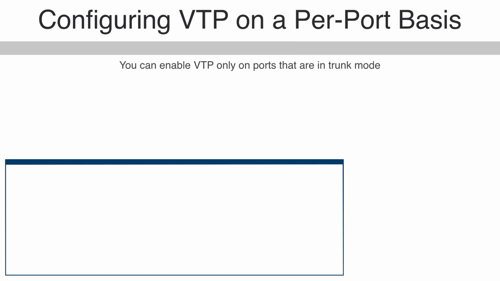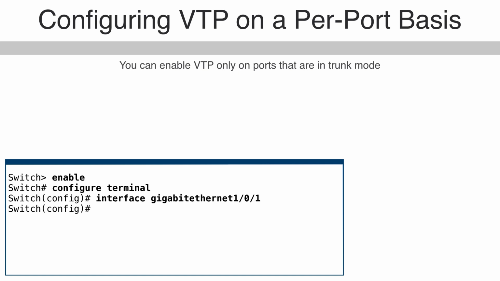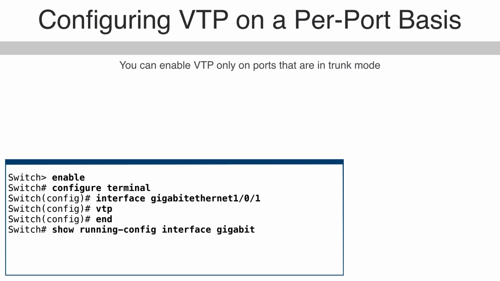Configuring VTP on a per port basis. With VTP version 3, you can enable or disable VTP on a per port basis. You can enable VTP only on ports that are in trunk mode. Incoming and outgoing VTP traffic are blocked, not forwarded. Enables privileged exec mode. Enters the global configuration mode. Identifies an interface, and enters interface configuration mode. Enables VTP on the specified port. Returns to privileged exec mode. Verifies the change to the port. Verifies the configuration.